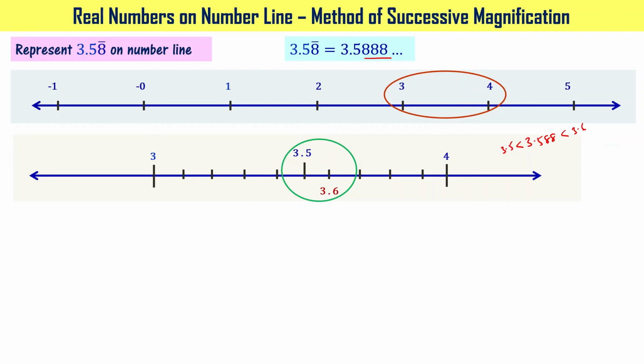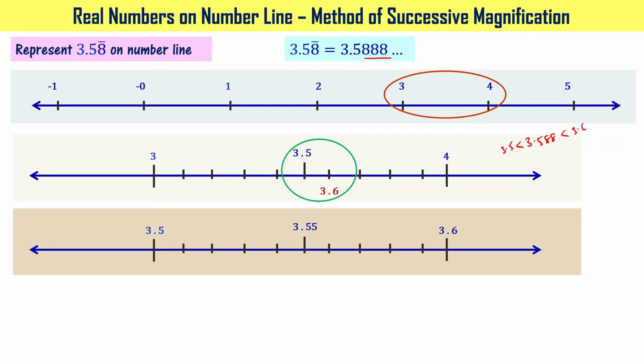right? When you do that, you are getting 3.5, 3.6 as the limits for the number line, and you have now 3.51, 52, 53, 54, 3.55, 3.56, 3.57, 58, 59, and 3.6, right? Look at this, 3.588, that is greater than 3.58 and smaller than 3.59, right?